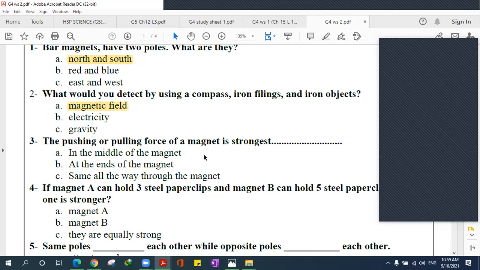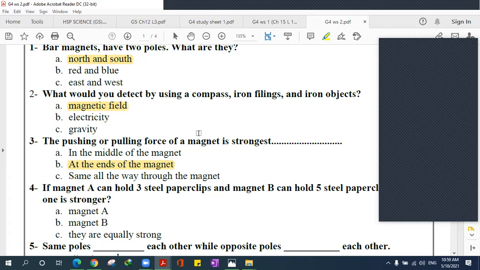The pushing or pulling force of a magnet is strongest in the middle of the magnet, at the ends of the magnet, or the same all the way through the magnet. B, at the end of the magnet. Yes, well done. At the ends of the magnet, we can say at the North Pole and the South Pole. Well done. Thank you so much, Tahir. Then we have Reem.